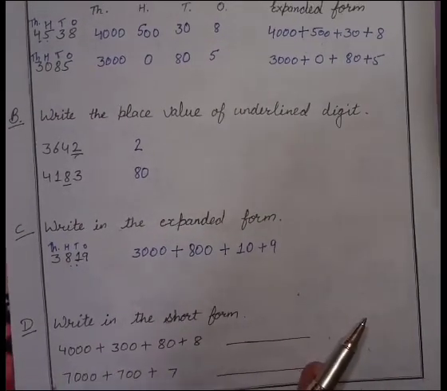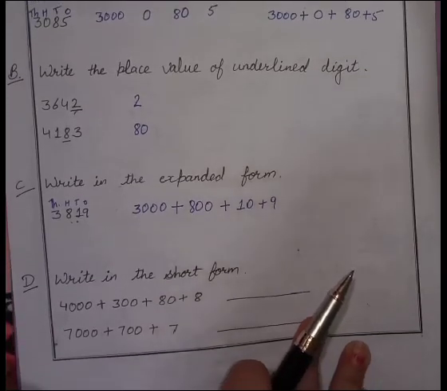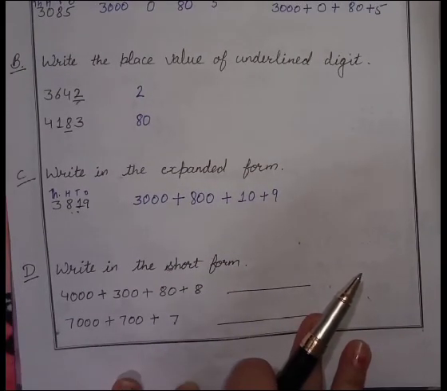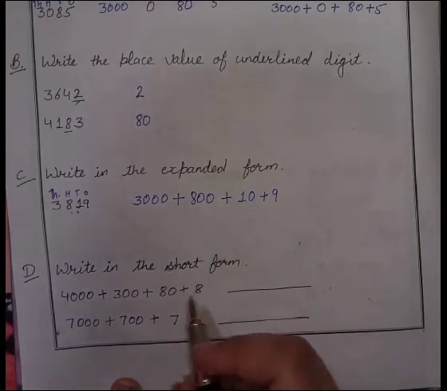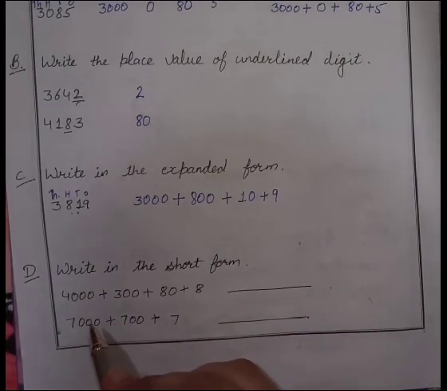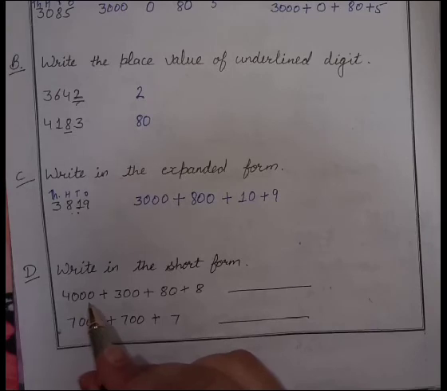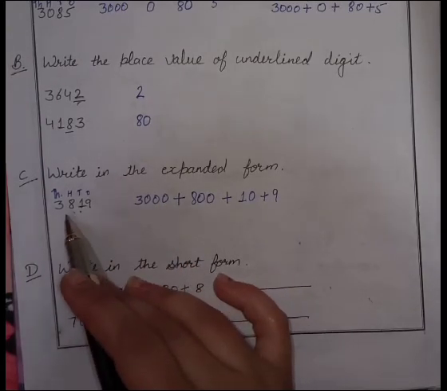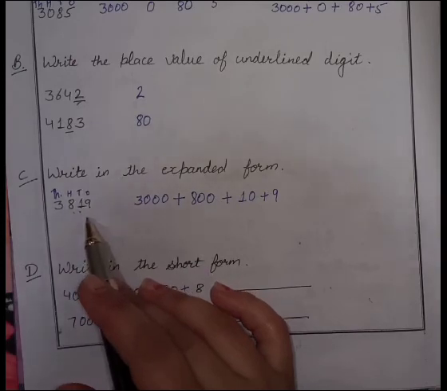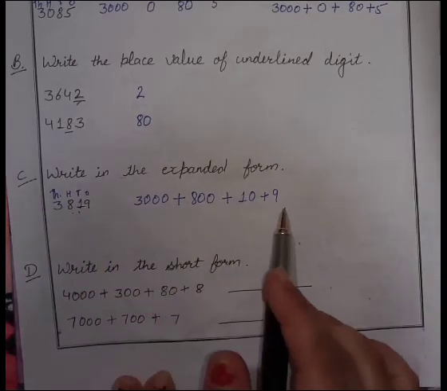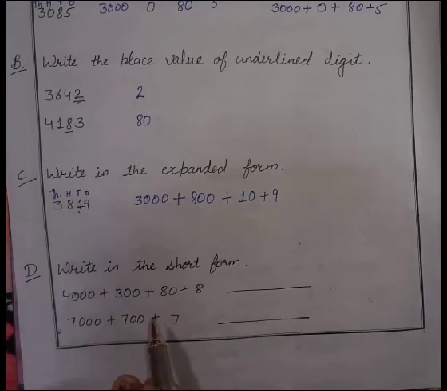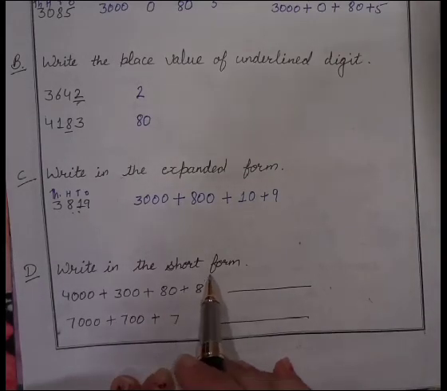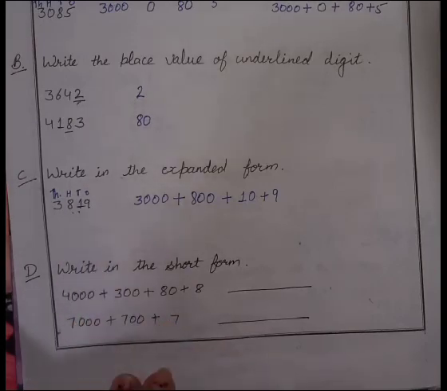Our next part is: write in the short form. We have to write it in short form. Okay? It is just the opposite of the above part. Earlier we were having the short form and we were converting it into expanded form. Now we have the expanded form and we are going to convert it into short form. Clear?